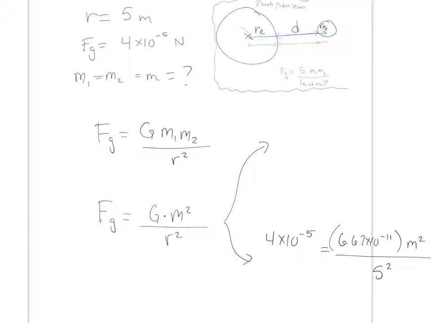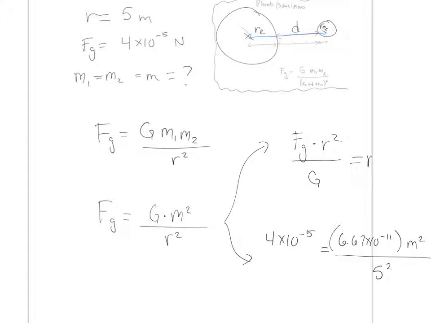To get rid of the 5 squared, I would multiply both sides by 25 and then divide by 6.67 times 10 to the negative 11. That'll get you M squared by itself. Again, multiply by 5 squared, divide by 6.67 times 10 to the negative 11. If you wrote it strictly, it would be G times R squared over G, very good, on both sides, equals M squared. Yeah, M squared.